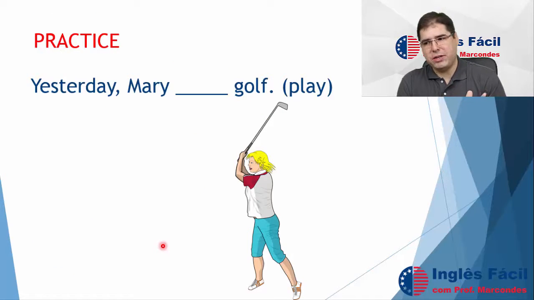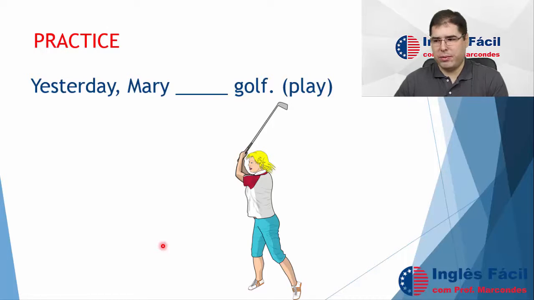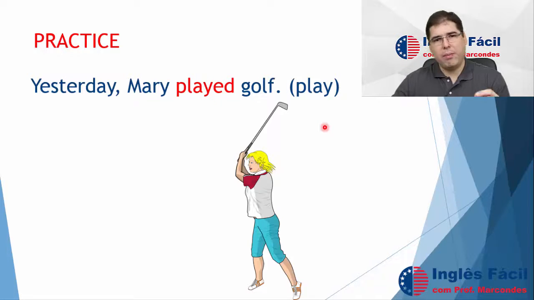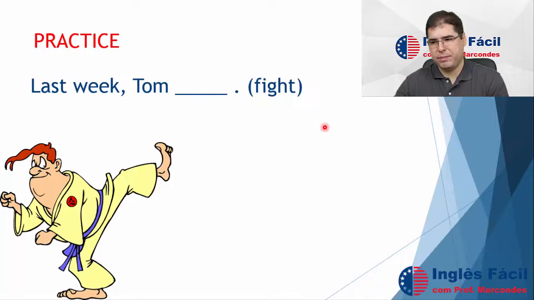Okay? So yesterday, Mary golf. And the verb is the verb to play. So what do you guys think? Play is a regular or an irregular verb? It is a regular verb, okay? It ends in Y, but it's preceded by a vowel, so we don't have to worry. We only add Ed, okay? So Mary played golf.